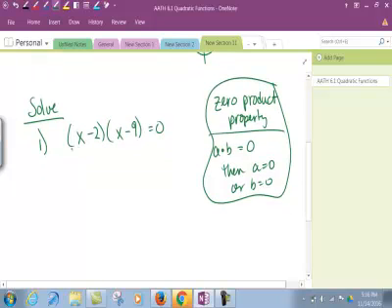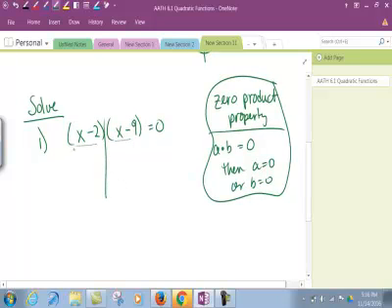So here's what we've got, two factors, here's a and here's b, and so the way we finish this is we draw a t and set each of them individually equal to 0. So my solutions are 2 and 9.